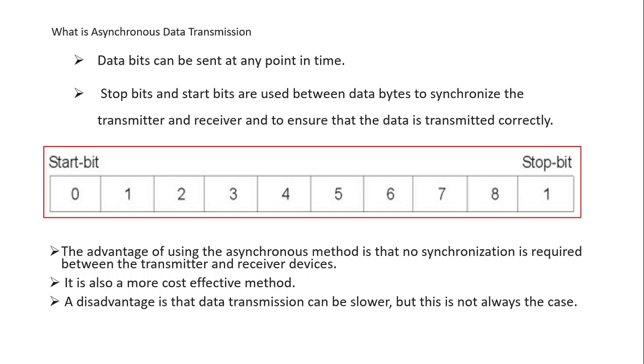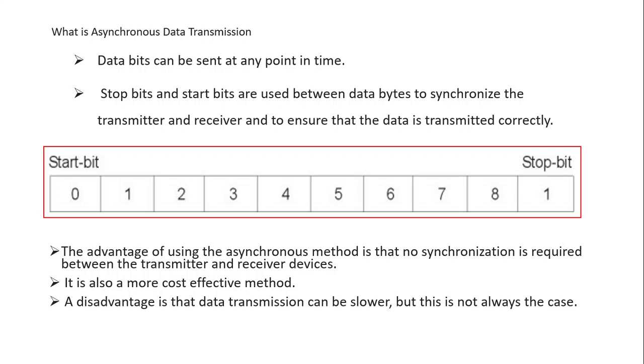So this data transmission, until the data stop bit is sent, keeps on taking place. One after another, the bits are transferred. This kind of transmission of data is called asynchronous data transmission. The advantage of using the asynchronous method is that no synchronization is required between the transmitting and receiving devices.